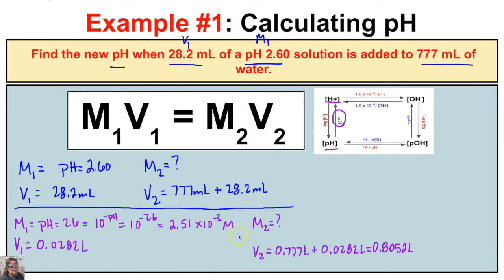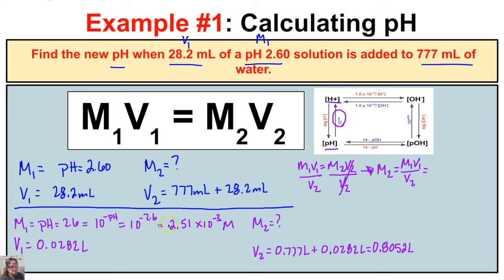Okay, so now that we have all this information set up, we can now use this formula. We know that M1 times V1 equals M2 times V2. In this problem, we're asked to solve for M2, the new molarity of our diluted solution, so that we can then convert it to pH. So we have to divide both sides by V2. V2 is going to cancel, and the formula that we're going to use is M2 equals M1 V1 all over V2.